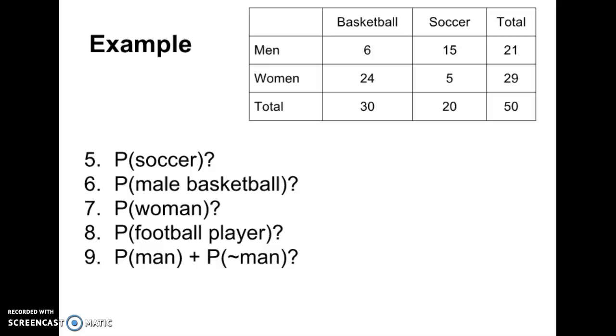First of all, how many total people did this survey? The answer is 50, so that's going to be my bottom number. Out of those 50 people, how many of them did soccer? If I find soccer, the total ends up being 20. So you have a 20 out of 50 chance that somebody did soccer. You do want to reduce that down. That reduces down to 2/5. And if they ask it as a decimal, you just divide it on your calculator, and you would get 0.4.